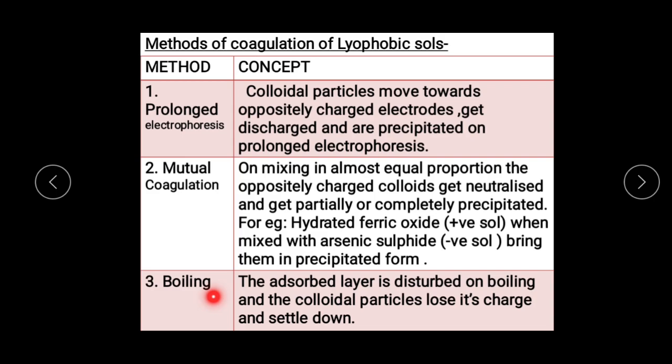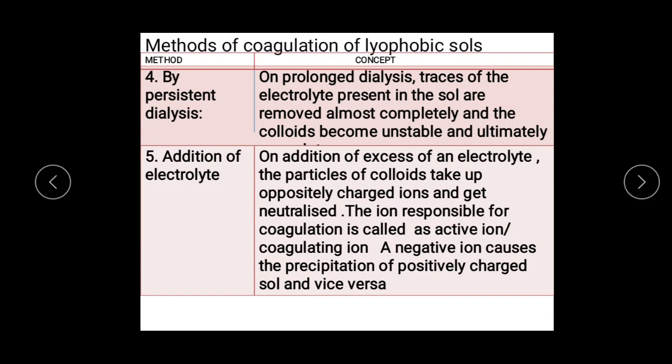So you have to remember, in all these methods what we are doing is we are trying to destroy the charge over the colloid. Once the charge is gone, all the particles will settle down and form the precipitate. Then next is persistent dialysis or prolonged dialysis. When we do dialysis for a long time, the traces of electrolyte present in the sol are removed completely and colloids become unstable and settle down.